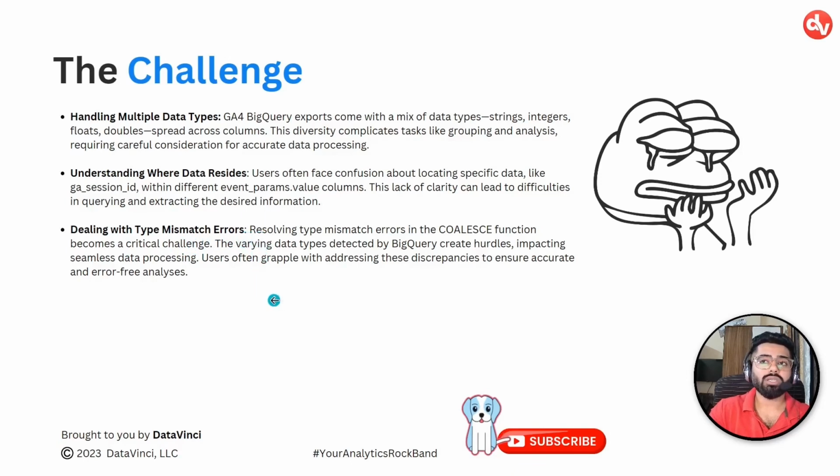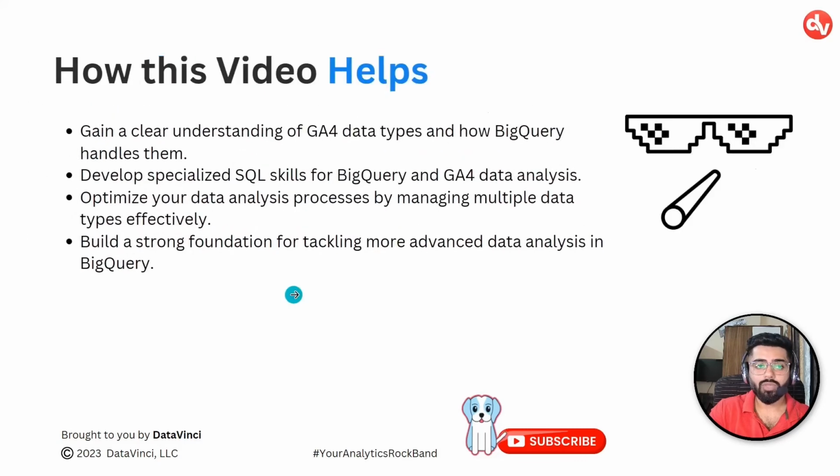Now, the COALESCE function in BigQuery has this limitation where it does not play along with multiple data types. So if BigQuery spots multiple data types, especially within the COALESCE function, it throws an error, and this just doesn't work seamlessly. So resolving the type mismatch error in COALESCE function becomes a critical challenge. Now let's see how this video helps you.